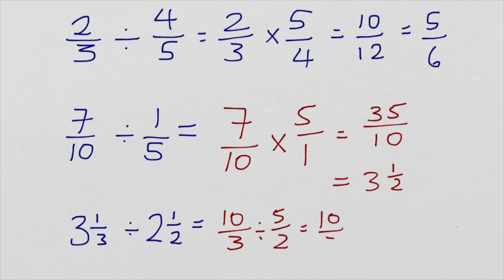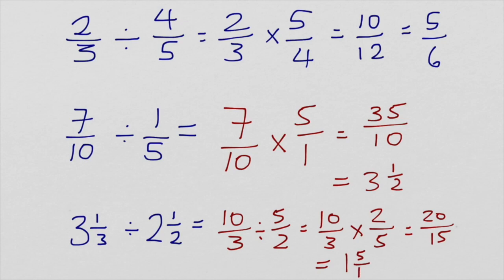Then I can turn that into 10 thirds times 2 fifths, which equals 20 over 15. And I'll write that back as a mixed number, which is 1 and 5 fifteenths, or 1 and a third. Well done if you got that correct.